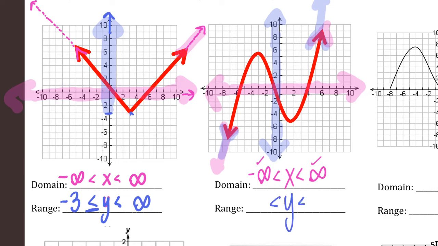So similarly to our domain, the y values start going down forever. We call that negative infinity, and they continue up forever. We call that positive infinity. So there are no restrictions on what either the x or the y value can be.